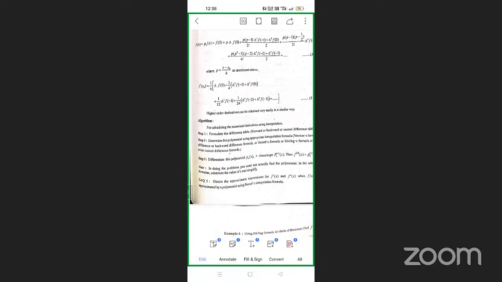Here central differences are also the same formulas. So the previous formulas: Newton's forward formula is the forward difference interpolation formula, and Newton's backward interpolation formula is the same backward difference interpolation formula. Here the central difference is also the same.